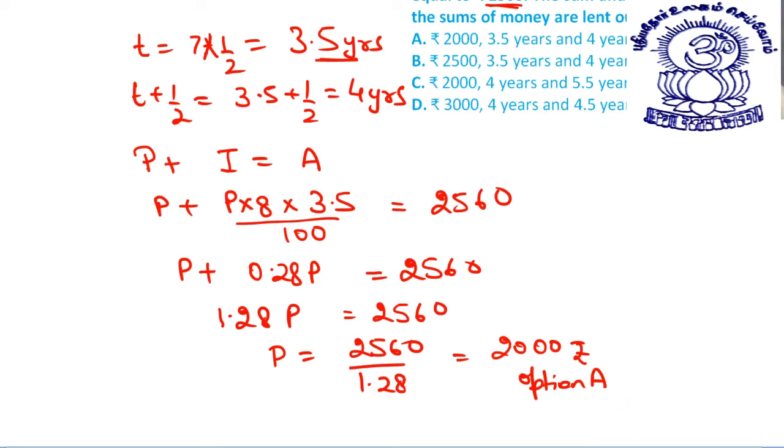Let's move to the next one. Done. Option A is the answer. 3.5 and 4 years and 2000.